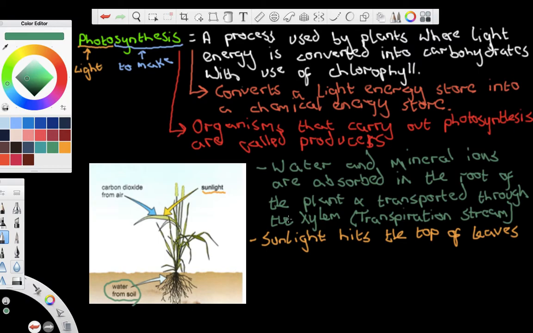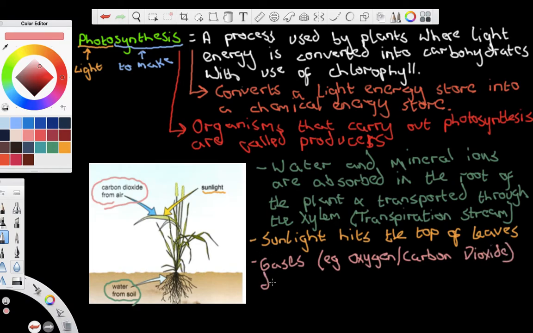Gases such as carbon dioxide and oxygen diffuse in and out of the leaf through diffusion through the stomata. So the final thing we can write on this slide before we move on, we can say that gases (e.g. oxygen and carbon dioxide) diffuse in and out of leaves through the stomata.